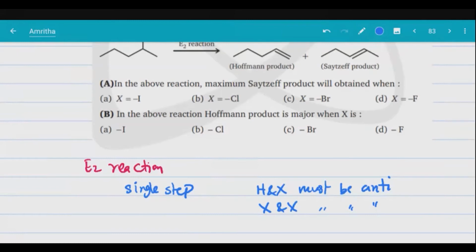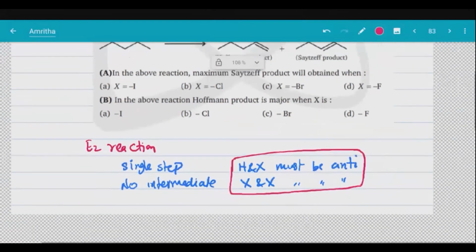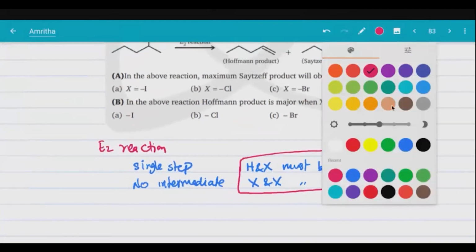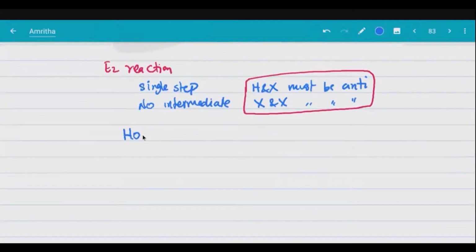Okay, fine. This is a single step reaction. There is no intermediate. No intermediate. So groups must be anti. So we have to take care about this point also. Next, what else? This may favor Saytzeff. This may favor Hofmann. Depends on conditions. I'll tell you 2-3 conditions where Hofmann is favored. So listen carefully. In E2 both are possible, Hofmann and Saytzeff.